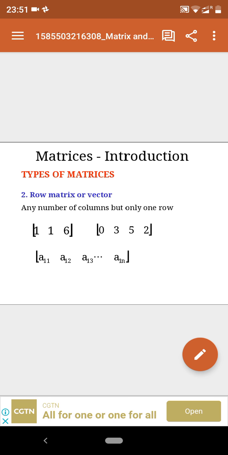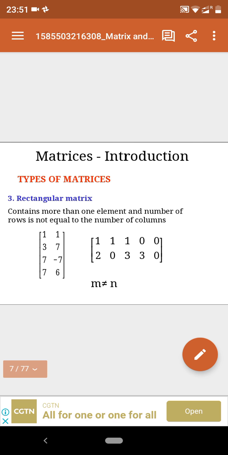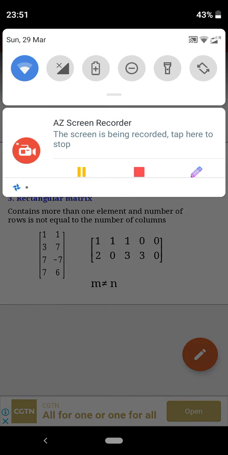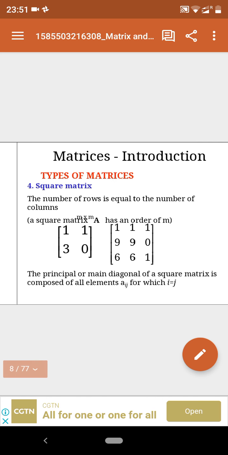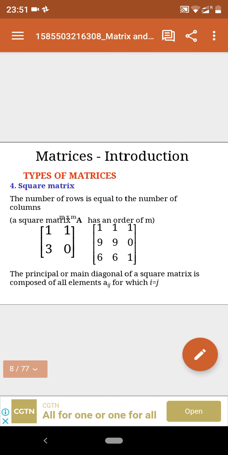Now let's come to the next type, the rectangular matrix. We already know that any arrangement has to be of the rectangular type. Now what is a special type of rectangle? That is important. A special type of rectangle is when length is equal to breadth. That is, when the number of rows is equal to the number of columns, it becomes a square matrix.